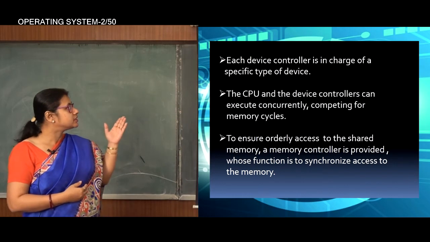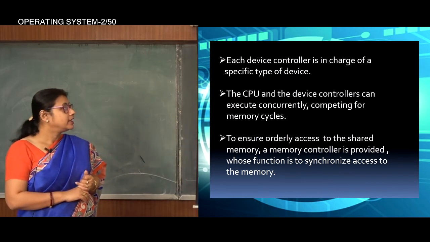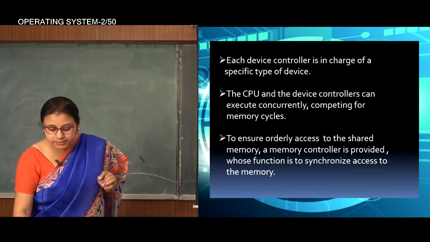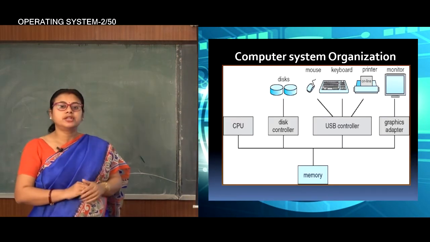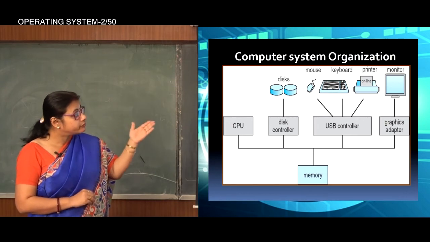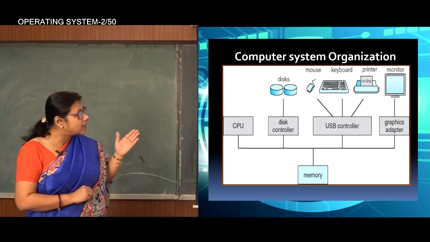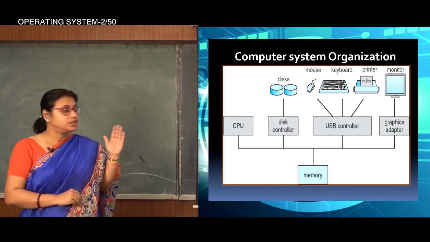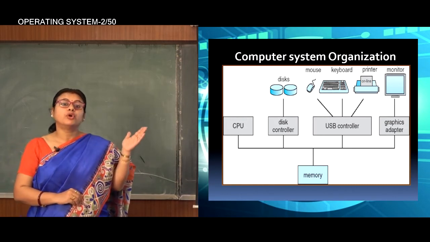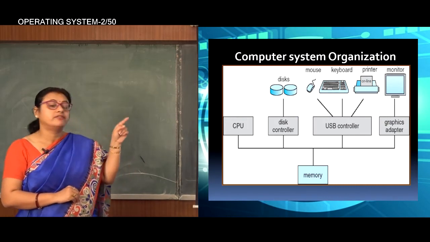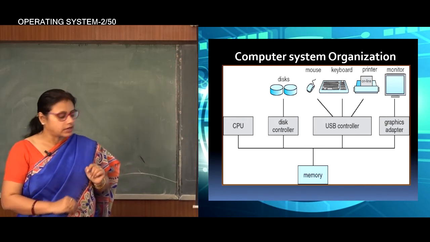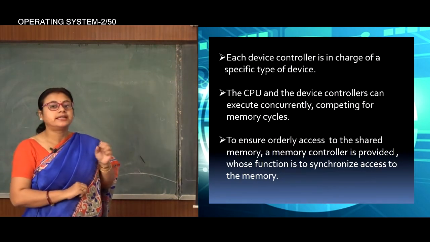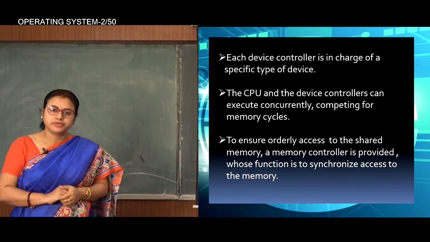So the different features are: each device controller is in charge of a specific type of device. Again, look at the picture: the disk controller is in charge of the disk. Different USB controllers are in charge of different USB connected devices like mouse, keyboard, printer, and your monitor or display is connected via this video adapter or graphics adapter. So each device controller takes charge of a specific type of device.